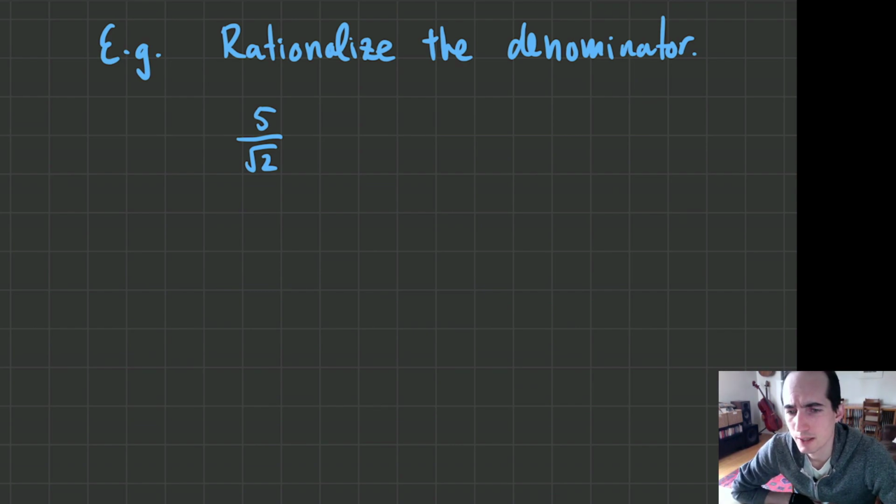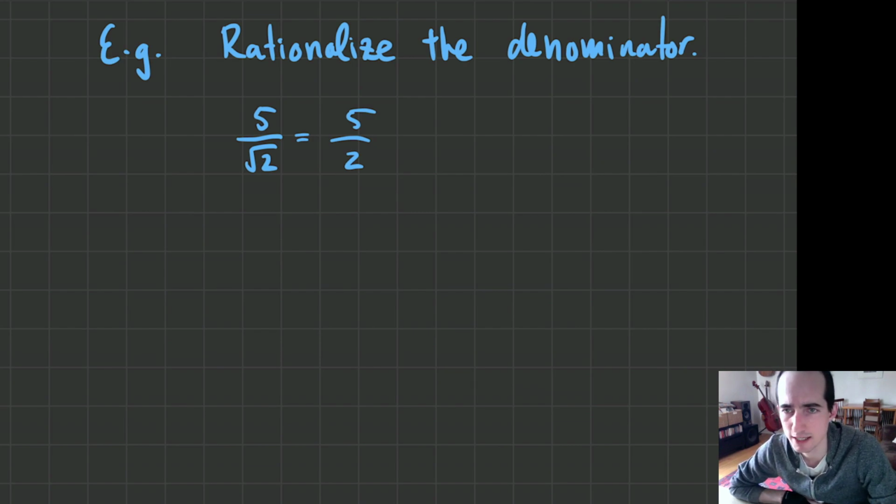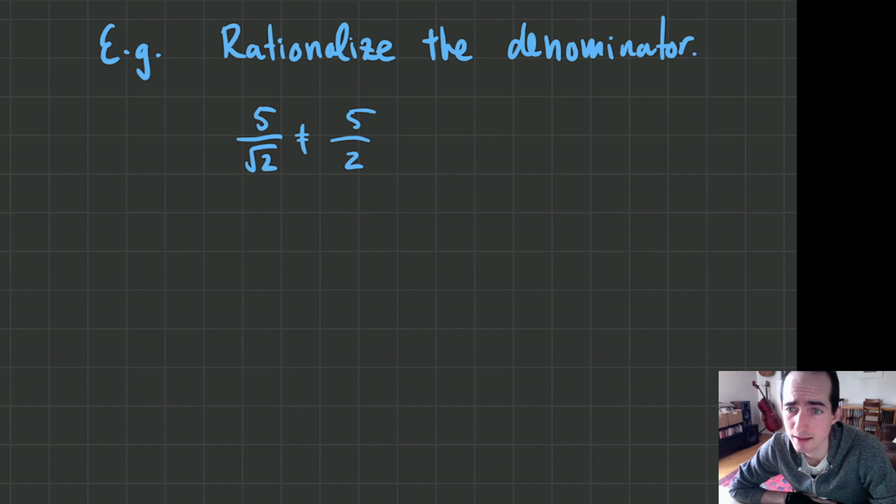So wouldn't it be nice if we could just say that this is equal to 5 over 2? That would be so nice. But the thing is, these are not equal. This is not equal to 5 over 2. You can't just remove the square root symbol because they're not equal. Our goal is to find an expression that is equal to 5 over root 2 that has a denominator that is rational.